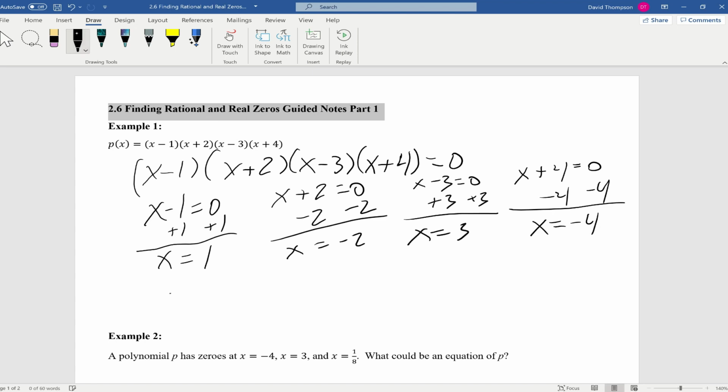So our zeros are x equals 1, negative 2, 3, and negative 4, and we're done.